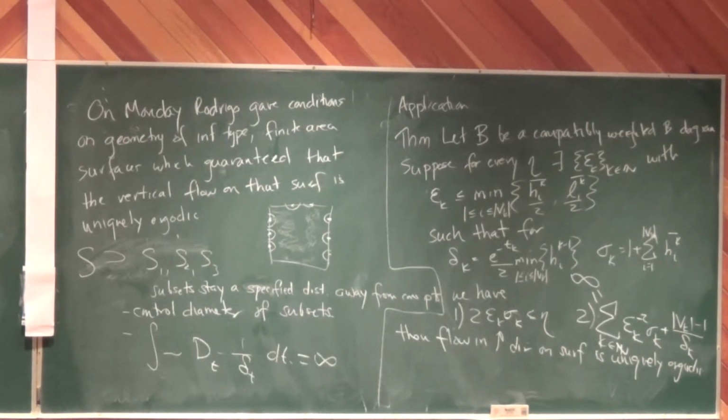Lemma. If ... plus 1 cubed plus pk minus 1 nk minus 1 whole quantity squared. This quantity, so this infinite sequence of p's and n's, we sum over k. If this equals infinity, then the vertical flow on the surface is uniquely ergodic.